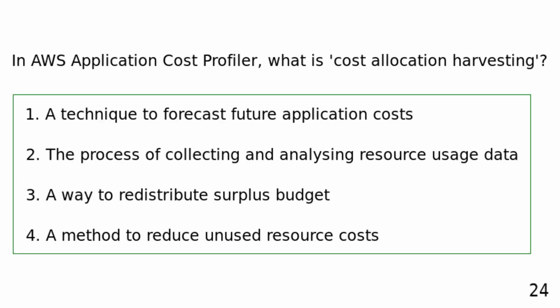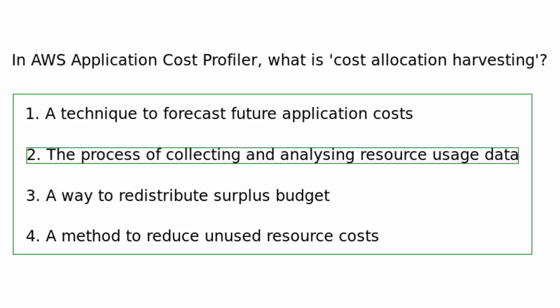In AWS Application Cost Profiler, what is cost allocation harvesting? A technique to forecast future application costs. The process of collecting and analyzing resource usage data. A way to redistribute surplus budget. A method to reduce unused resource costs. Cost allocation harvesting, in AWS Application Cost Profiler refers to the process of collecting and analyzing resource usage data from services like CloudTrail to accurately allocate shared costs.